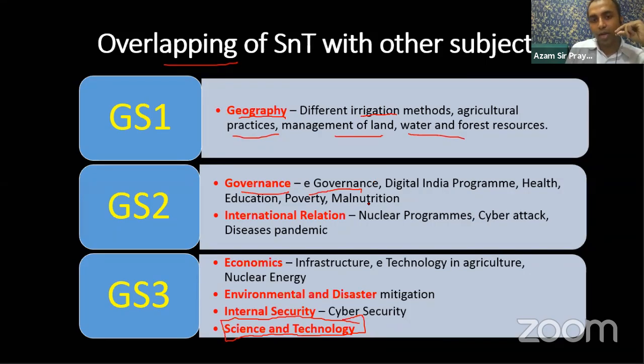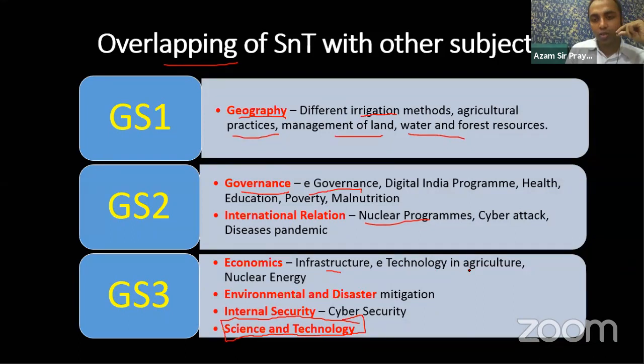In terms of the Digital India program, education, poverty, malnutrition, science and technology plays a role in all of these topics. International relations, nuclear programs, yes, very, very important. For example, you must have heard of the India and US nuclear program that is going on in the news, the cyber attack, the disease pandemic, that is Corona, have implications in science and technology. In terms of general studies paper 3, the economic section has certain syllabus, that is infrastructure. Infrastructure, for example, road, port, air system, railway system, energy, all of this is part of the Indian infrastructure system and has a relation with technology as well.